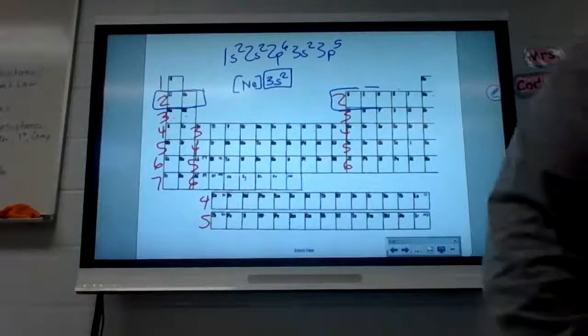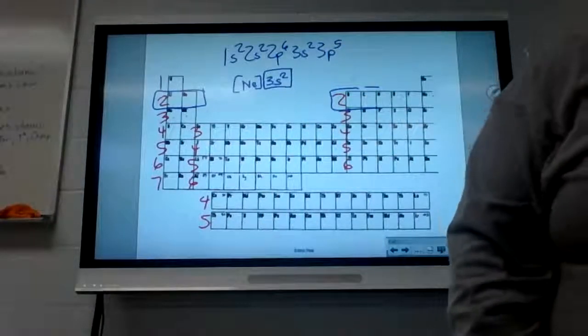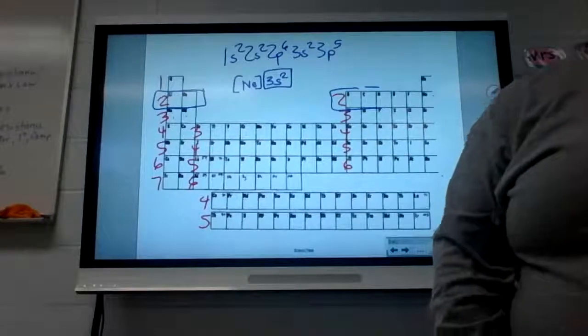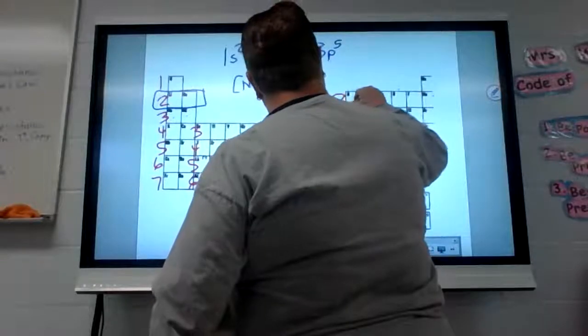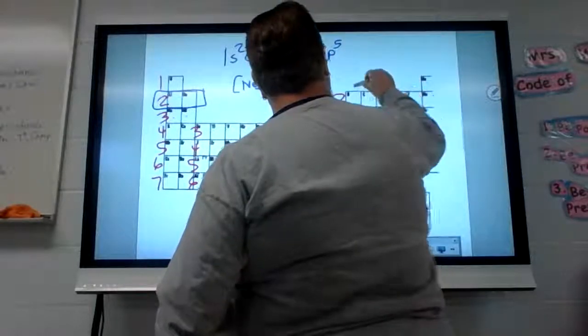The full third energy level would have how many electrons? 18. You'd add up the sublevels, or you could use 2n squared.